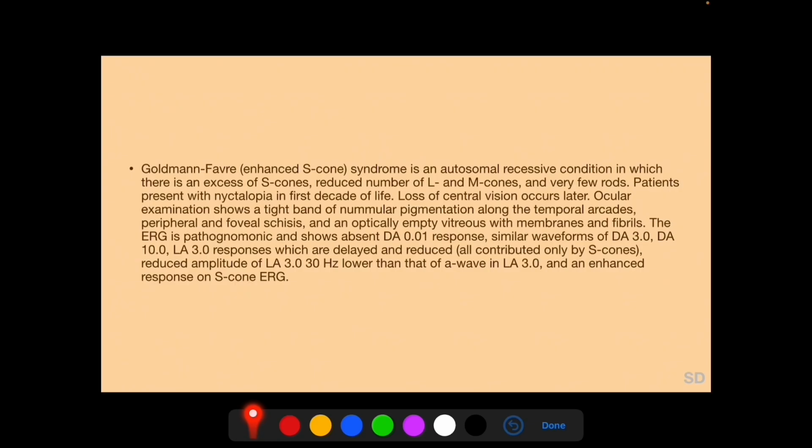The ERG of ESCS is pathognomonic and shows an absent response to DA 0.01 stimulus, delayed and reduced amplitude but similar waveform responses to DA 3.0, DA 10.0, and LA 3.0 stimulus, all contributed only by S-cones, reduced amplitude response to photopic flicker stimulus, which is lower than the amplitude of the A wave in the response to LA 3.0 stimulus, and an enhanced response on S-cone ERG.